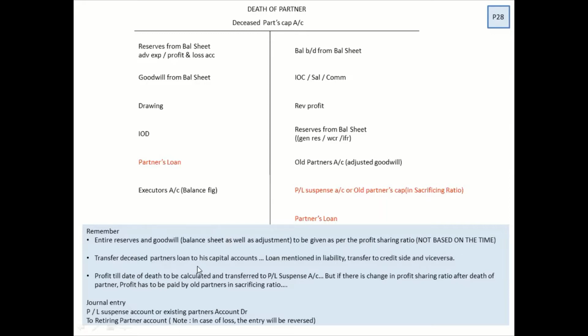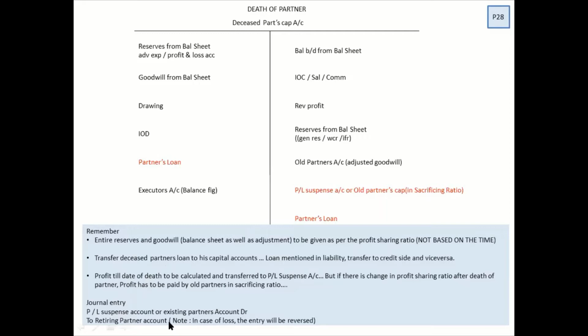Transfer the deceased partner's loan to his capital, we already discussed this point. It's written in red color because it's something new in this particular ledger. Profit till date to be calculated and transferred to the profit and loss suspense account, even that we discussed. And what is the journal entry? Profit and loss suspense account to the retiring partner's account.